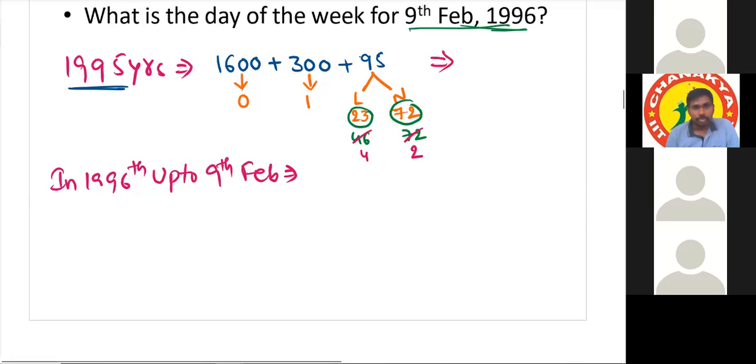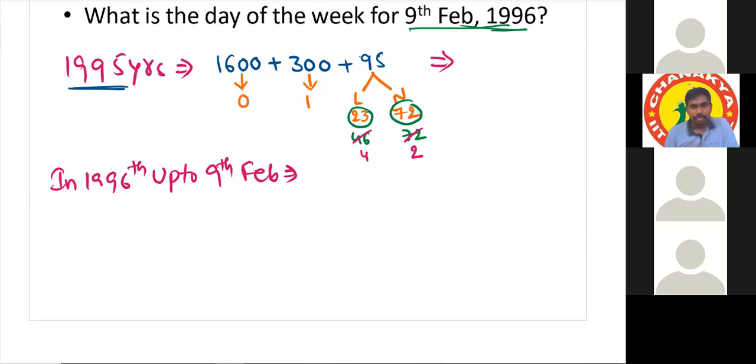Sir, dividing 46 by 7, we get 6, right? The question is, when 46 is divided by 7, what is the remainder? Always when you are dividing by 7, concentrate on the remainder. Leave the quotient, whatever it is.